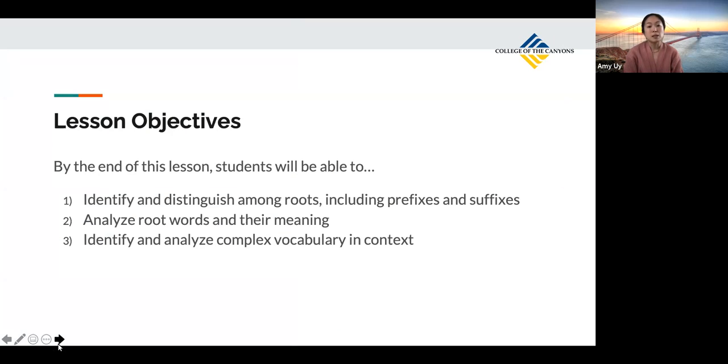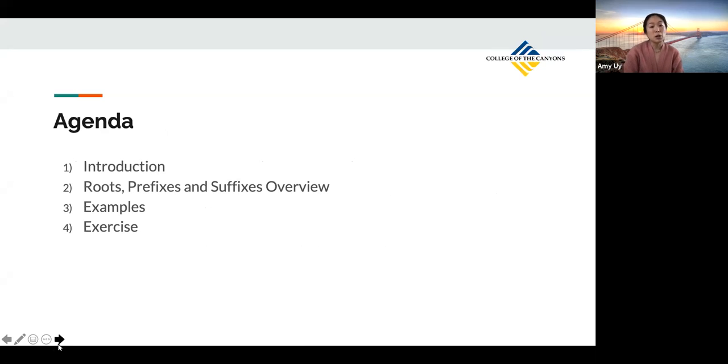By the end of this lesson, I hope that you will be able to identify and distinguish among roots, prefixes and suffixes, analyze root words and their meaning, and identify and analyze complex vocabulary in context. I'm going to start by having a short introduction and then giving an overview of roots, prefixes, and suffixes. We'll have some examples and then we'll do an exercise.